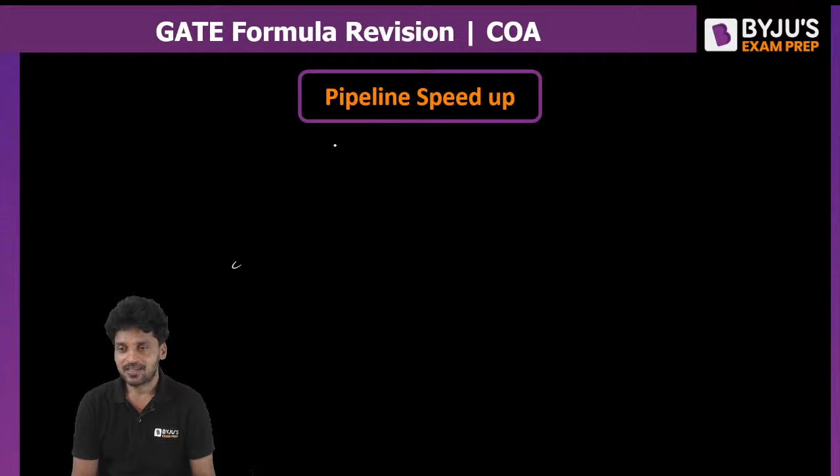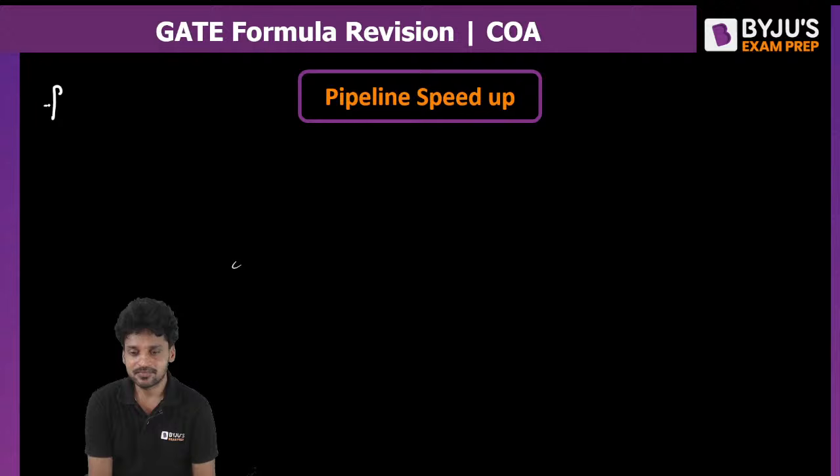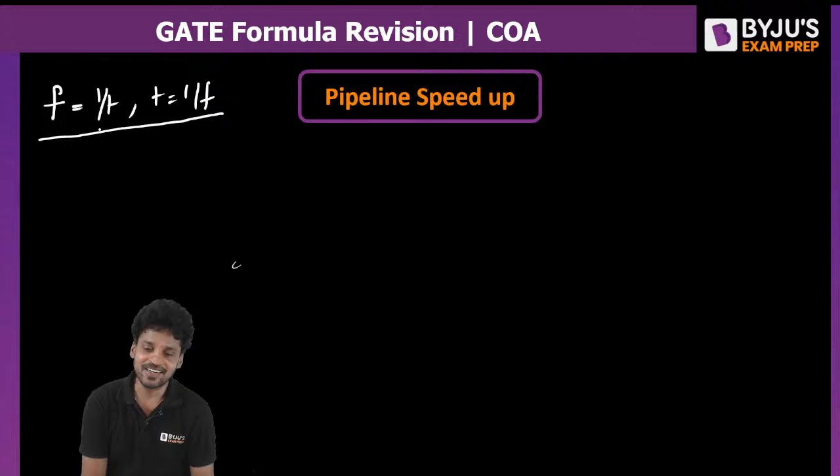Some formulas of the pipeline. The first one is f is equal to 1 by t, or t is equal to 1 by f. Sir, to know this formula, I don't require your classes. That may be your idea, but I need to start from this. Frequency is equal to 1 by t, t is equal to 1 by f. This is the first formula.